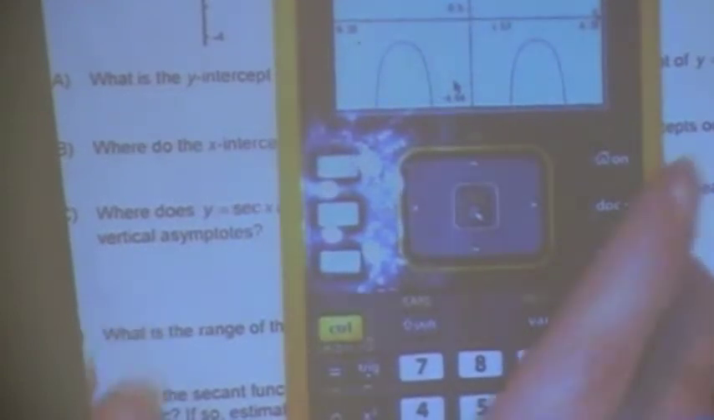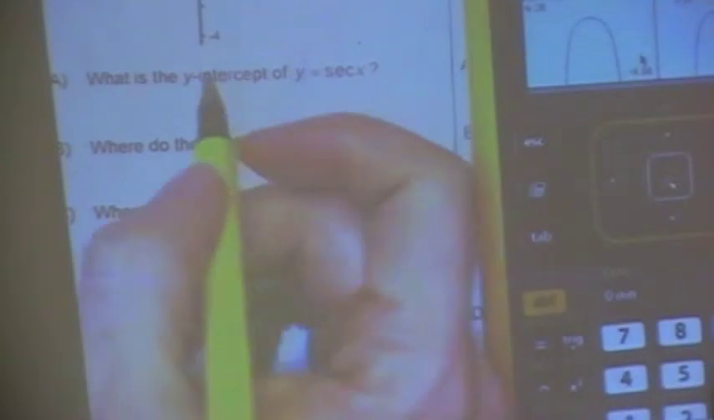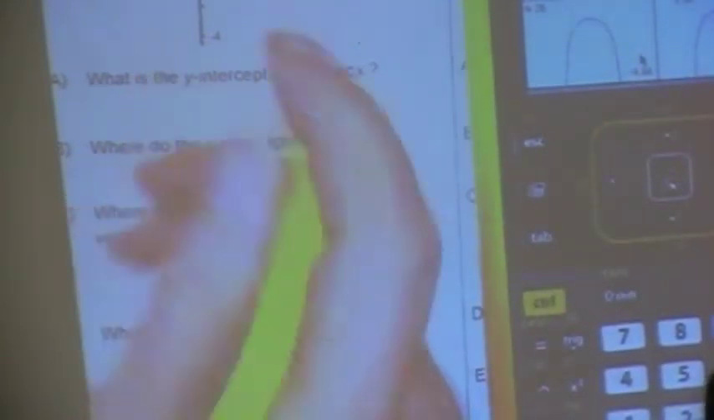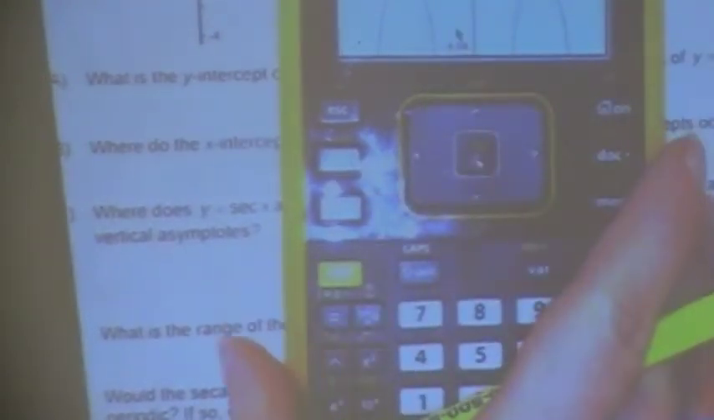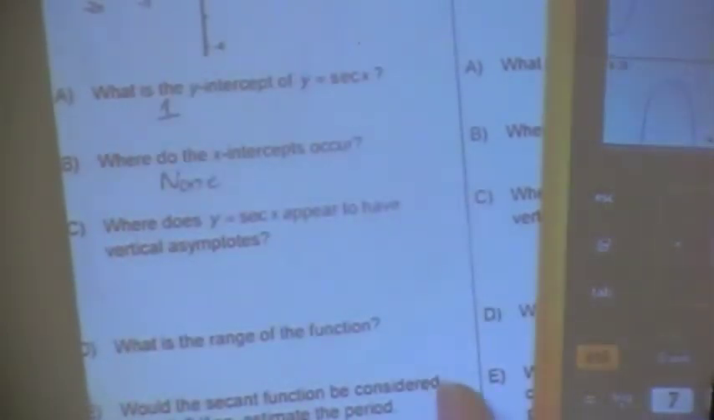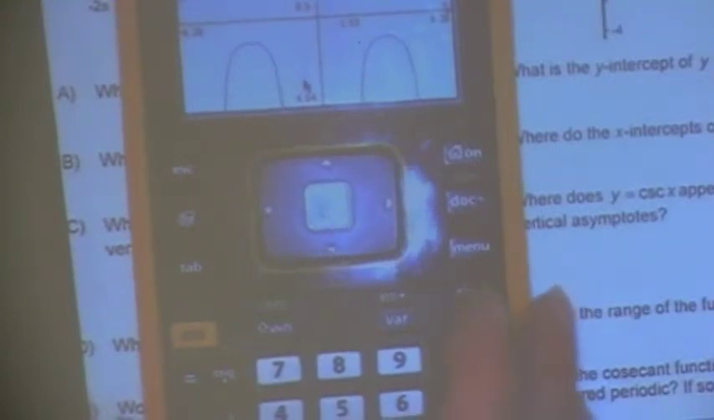There it is with no mess on the page, none of the asymptotes or any of that stuff. So x-intercept of secant. Secant does. I mean a y-intercept, I'm sorry. The y-intercept is 1. X-intercept, you're right, doesn't have it. Where are the asymptotes? Half pies.